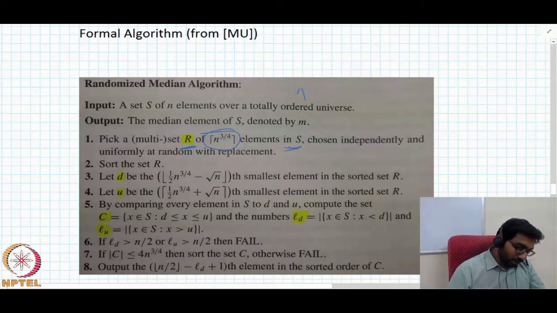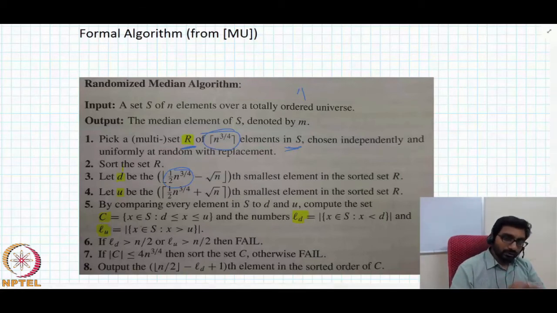And then we identify elements D and U in the following manner. Notice that since there are n to the 3/4 elements in R, n to the 3/4 elements divided by 2 will be the middle element if you were to sort R. From that middle element, you walk square root of n steps to the left, you will get D. You walk square root of n steps to the right, you will get U.